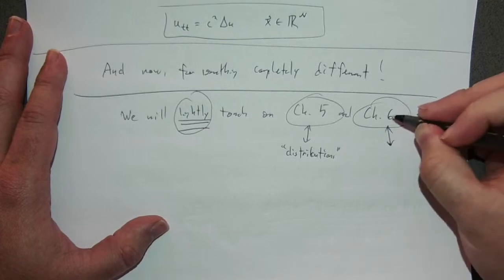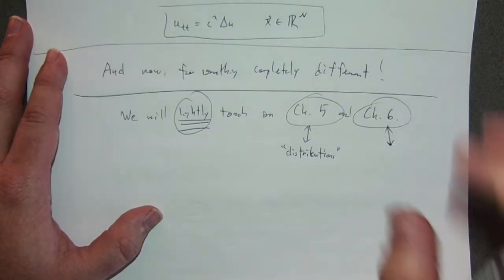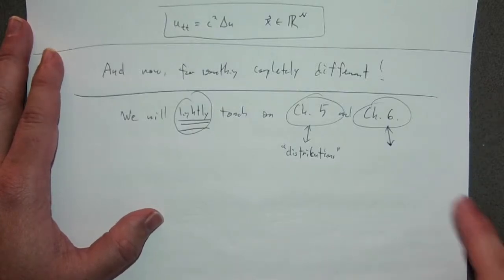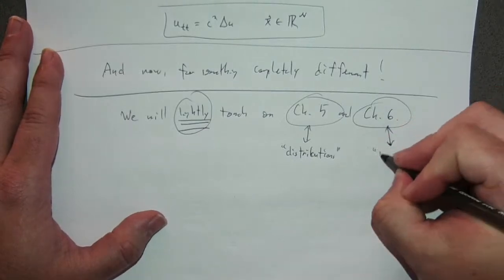Chapter 6, we're barely going to touch on. I'm basically going to define it and just mention it, because there will be a little more of a payoff if you at least are familiar with the form this thing takes later. These are Fourier transforms.